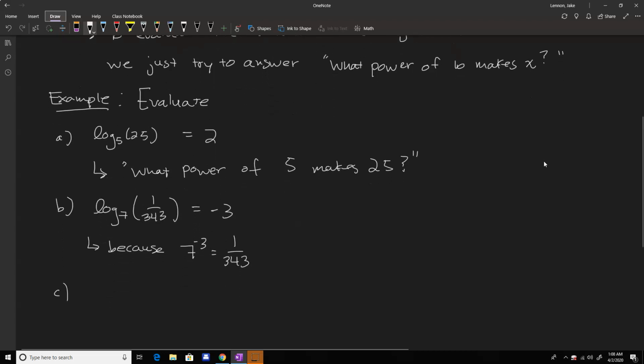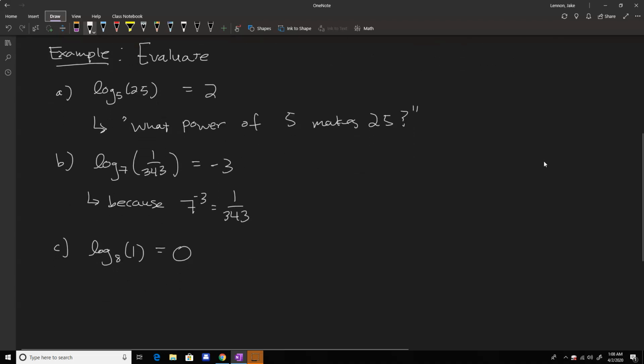What about, say, maybe the log base 8 of 1? Okay, what power of 8 would make 1? Well, that would be 0. If you take any base to the 0 power, you're going to get 1. So this is because 8 to the 0 power is indeed equal to 1.